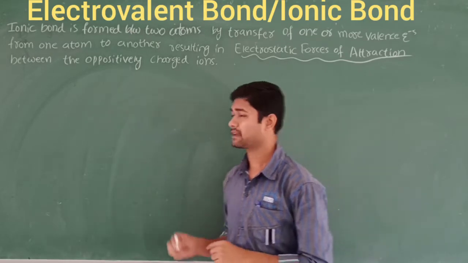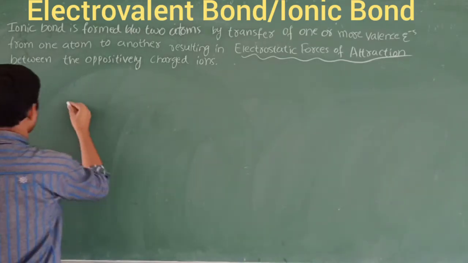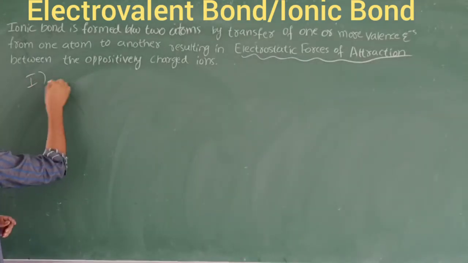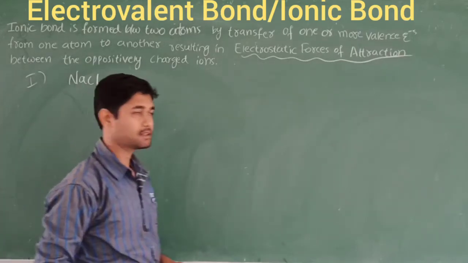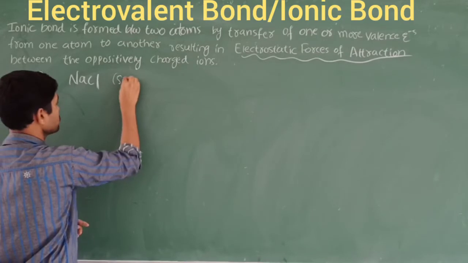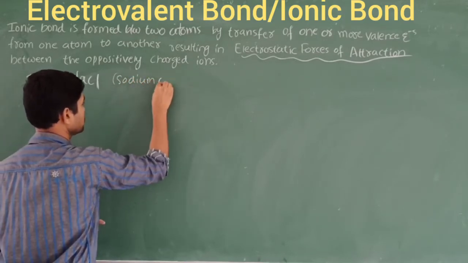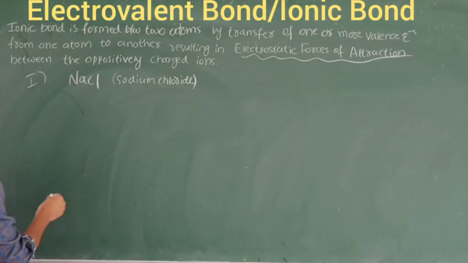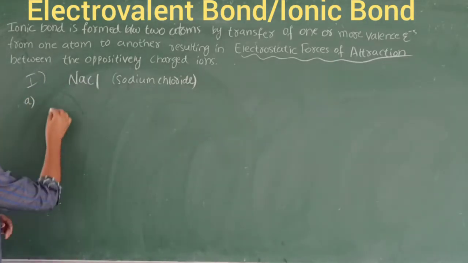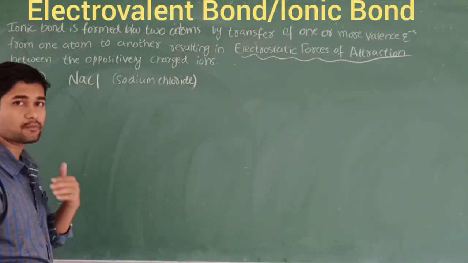Let's take the first example, the formation of sodium chloride. Here, how is the bond formed? What is step 1? Step 1 tells us that we should first write the electronic configuration of sodium.